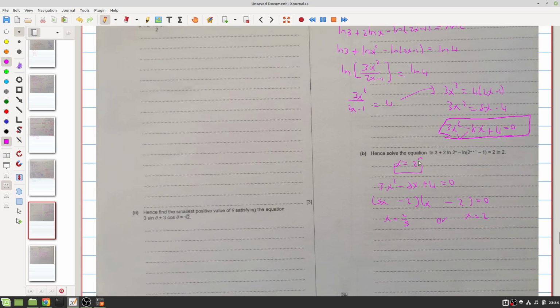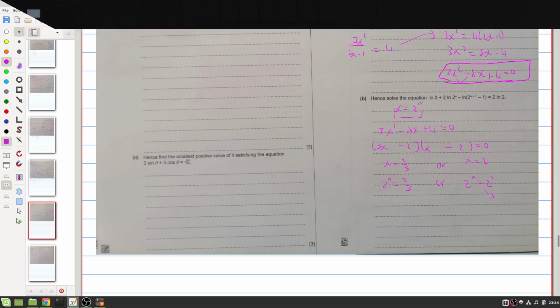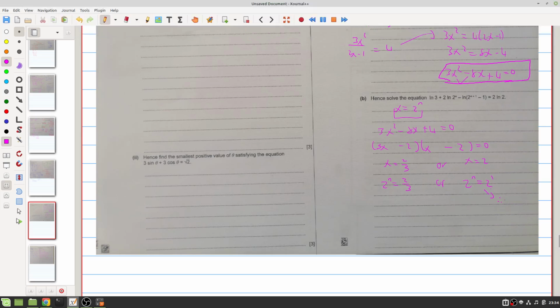But we know x is actually 2 to the power n. So that means 2 to the power n equals 2 over 3, or 2 to the power n equals 2. So this one is pretty nice. Bases are the same, so therefore exponents are equal, so n equals 1.